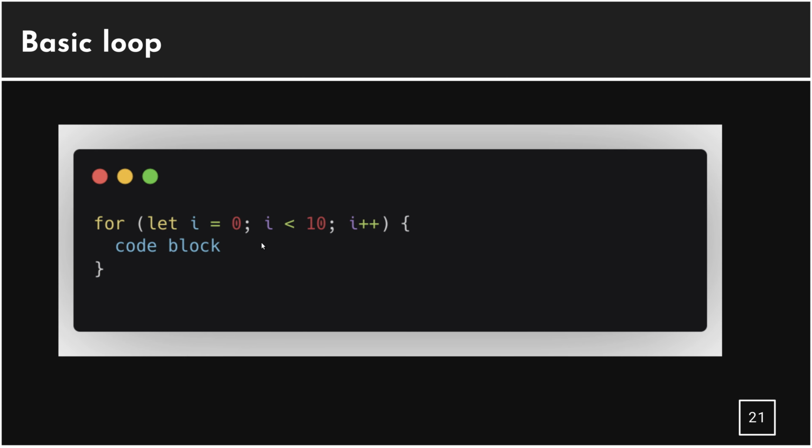So effectively, what does this mean? It means that the code block right here will be executed 10 times. We'll increment i each time, and at the final iteration, when i reaches 10, 10 is not strictly smaller than 10, which means that this condition will evaluate to false and effectively break us from the for loop.